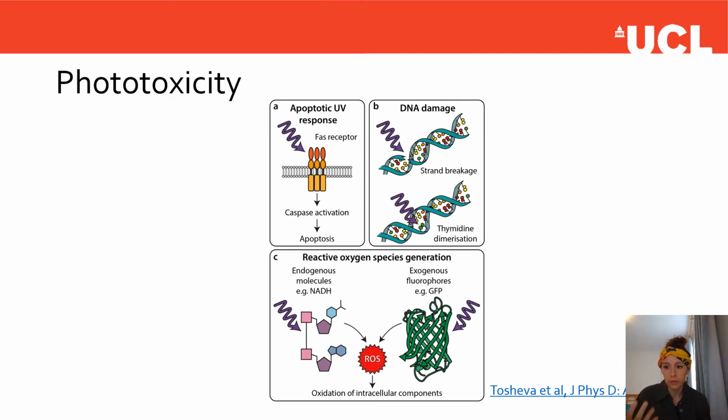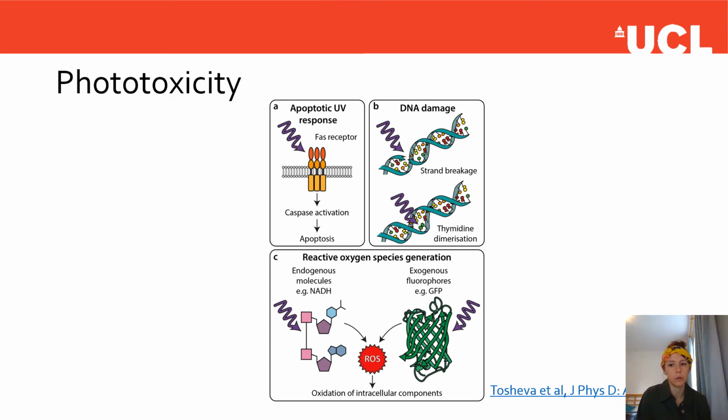So if you're using UV illumination, remember when we were talking about single molecule localization microscopy, we needed that for facilitating some of the blinking transitions. You can actually induce an apoptotic ultraviolet response. You can directly damage DNA strands. But the most common reason for phototoxicity in super resolution microscopy in general is that you can generate reactive oxygen species.